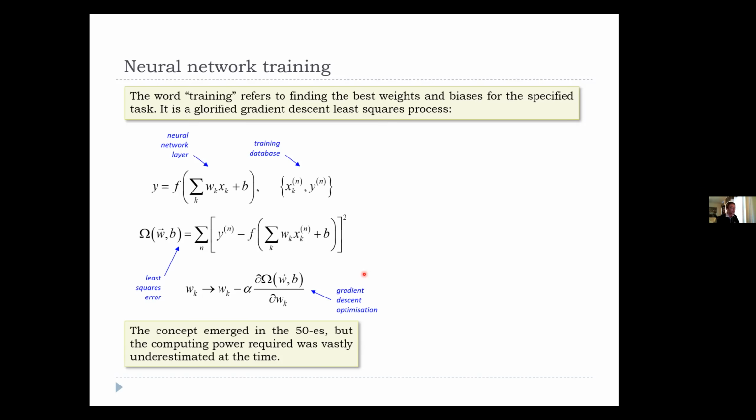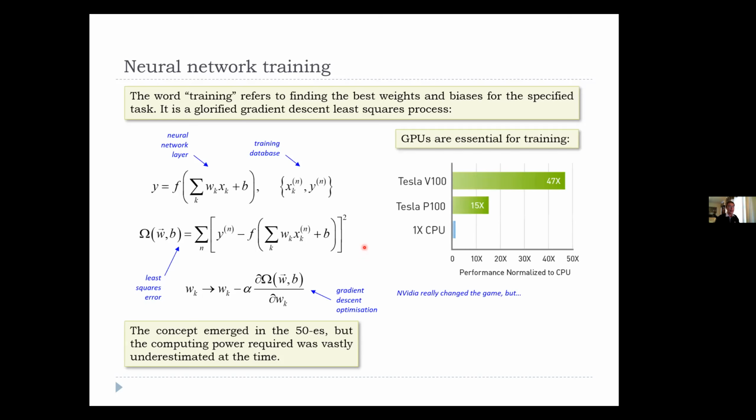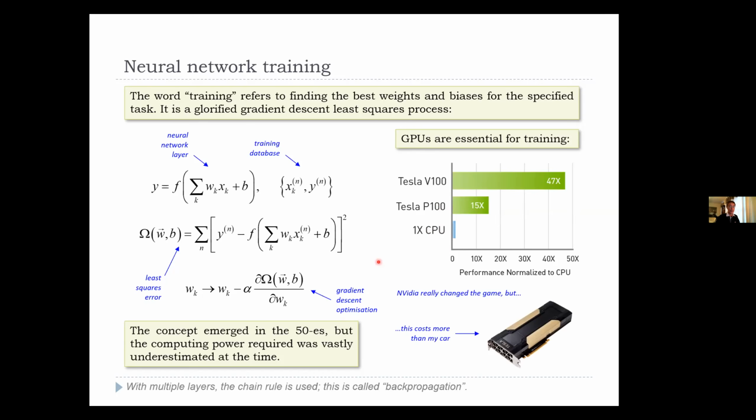And this was pretty clear to people in the 50s, but what they underestimated at the time, by, I would imagine, at least 9 orders of magnitude, was the computing power that is needed for this to actually start working. The game really changed around 2015, when NVIDIA came up with the latest generations of its Tesla cards, which are orders of magnitude faster than even the latest CPUs now, but it does cost an arm and a leg.